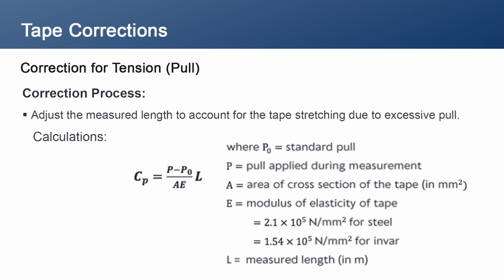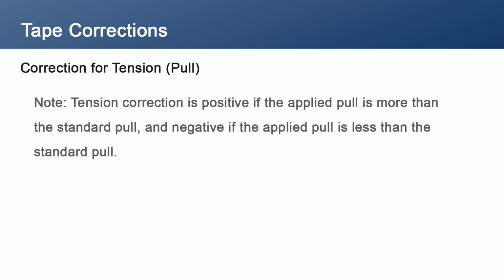A is the area of the cross section of the tape and E is the modulus of elasticity of the tape, that is 2.1 into 10 power 5 Newton per mm square for steel and 1.54 into 10 power 5 Newton per mm square for invar, and L is the measured length in meter. So, tension correction is positive if the applied pull is more than the standard pull and negative if the applied pull is less than the standard pull.